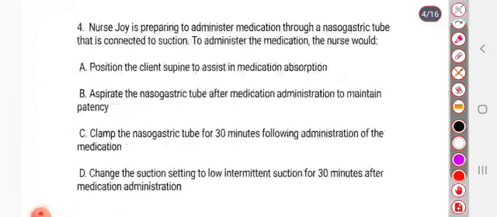the nurse Joy is preparing to administer medication through a nasogastric tube that is connected to suction. To administer the medicine, the nurse would, option A, position the client supine to assist medication absorption. Option B, aspirate the nasogastric tube after medication administration to maintain patency. Option C is clamp the nasogastric tube for 30 minutes following administration of medication. And option D is change the suction setting to low intermittent suction for 30 minutes after medication administration.